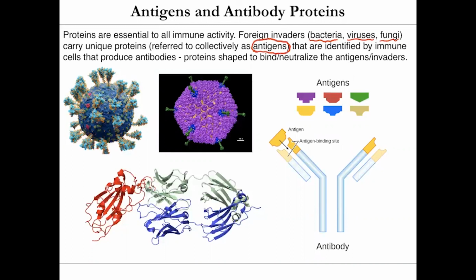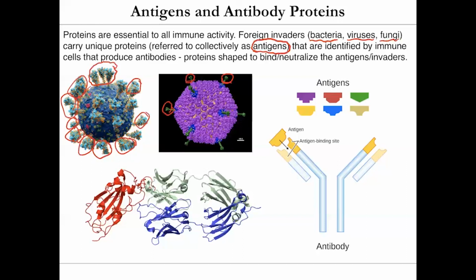Here's a picture of SARS-CoV-2. It has the spike protein here on the outside of the cell, so that would be an antigen. That's actually the antigen that's used in the SARS-CoV-2 vaccine. Here's an adenovirus. It has these groups sticking out of it, and those will also be recognized as antigens by your immune system.